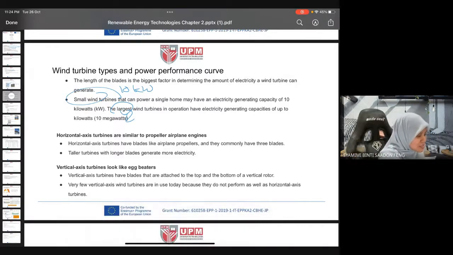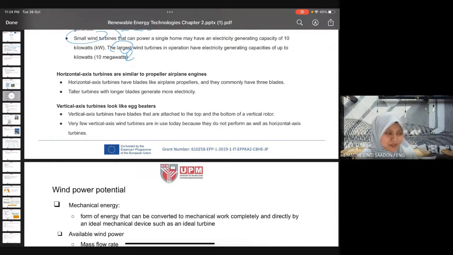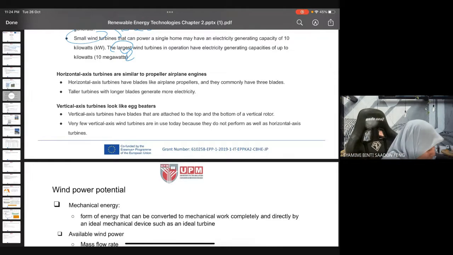Horizontal axis turbines are similar to propeller airplane engines. So like I've mentioned just now, if you are from a mechanical or aerospace background, we can relate to this a lot, because we use the same fundamental concept. Commonly horizontal axis turbines have three blades. Taller turbines with longer blades evidently generate more electricity. And the vertical axis turbine just now is like an egg beater, right?